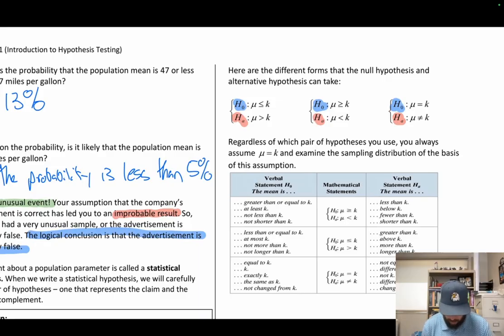And then some important things here to help: some key phrases and verbal statements of how to compare those. So our H naught statements, you can see all the different examples they have here compared to our alternative hypothesis statements and all the examples of how those might be written. We have the greater than or equal to, which could be at least or not less than. Those can be tricky, so this is a nice reference sheet for you to look back at.